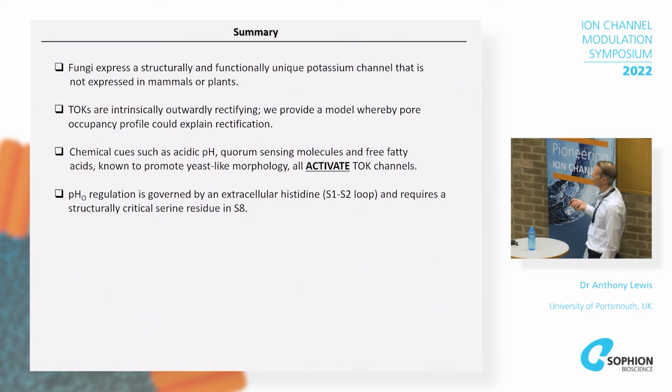so far seem to activate TOK channels, which may indicate that these channels are components of the morphological transition process. And specifically, we've gone into some detail looking at pH regulation of these channels, and we know that this is dictated by an extracellular histidine in the S1-S2 loop, but also that there's a serine residue at the proximal end of S8, the last transmembrane domain, that sits behind the second pore loop, which is required to confer these changes.